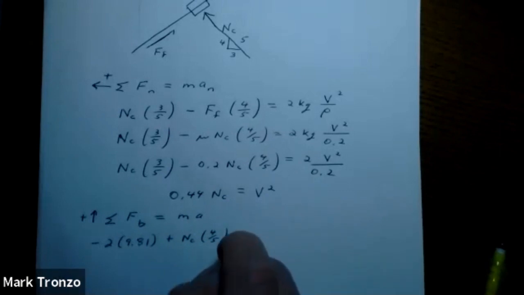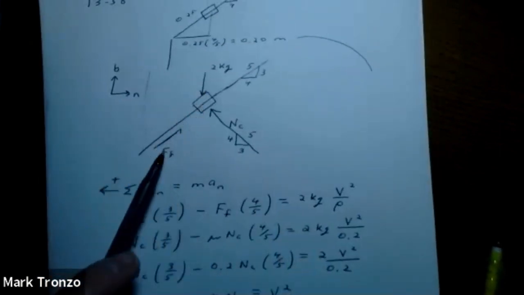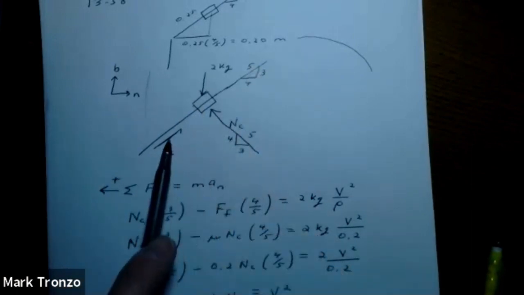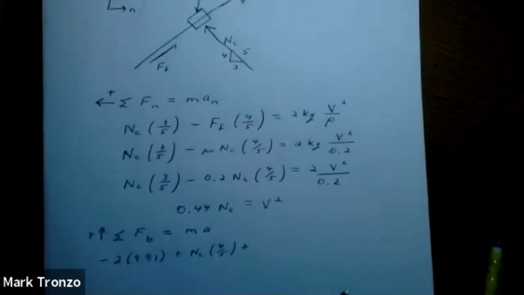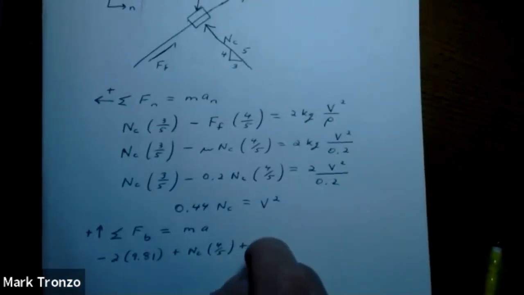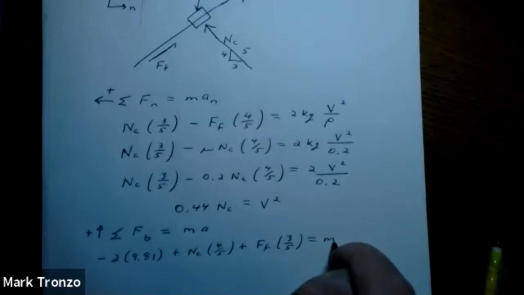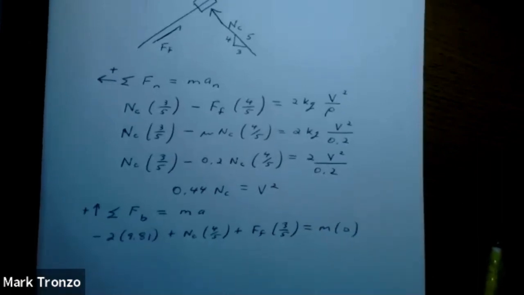And then our friction force over here, once again, to put it in the normal direction. So again, look, our triangle, that's going to be what? This is going this way. To get it in the binormal, it's going to be 3/5, huh? So our friction force is going to be 3/5. And there's going to be no acceleration in the normal direction.